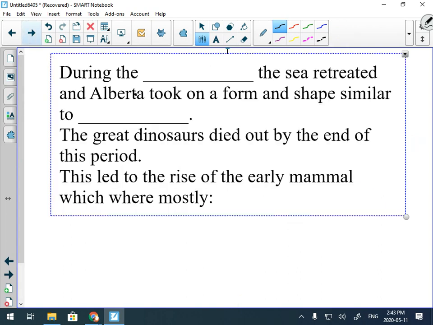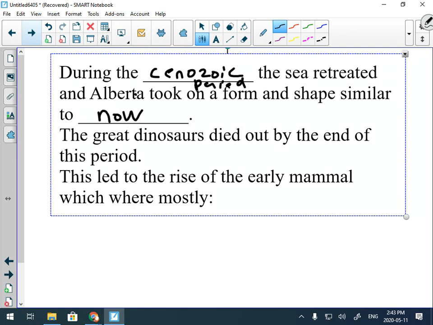Okay, so just a bit of a recap. During the Cenozoic period, the sea retreated and Alberta took on a form and shape similar to now. All of the great dinosaurs died out by the end of the Cretaceous period. By the end of that time period, the dinosaurs were no more.